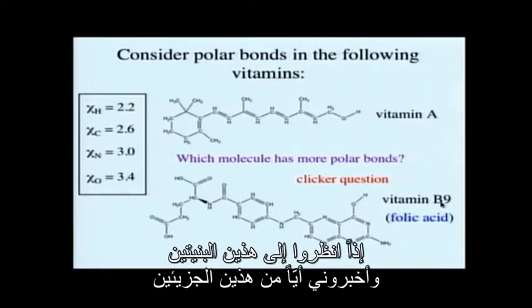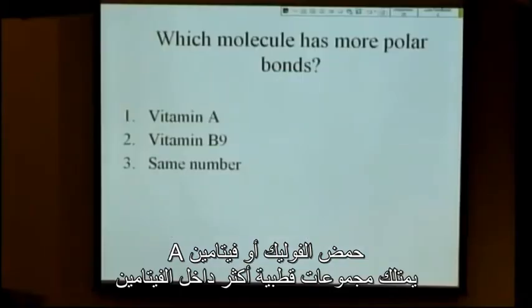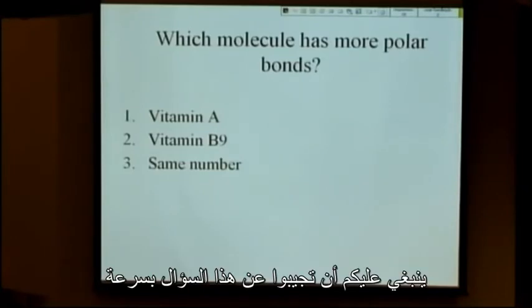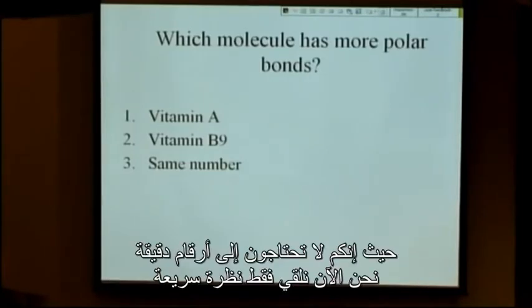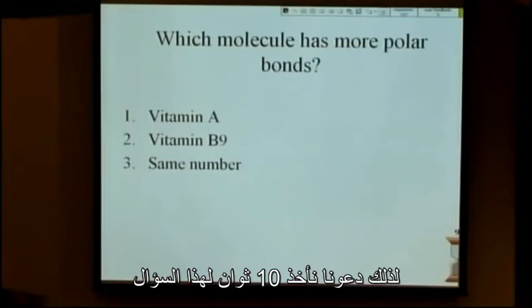So take a look at your two structures and tell me which has more polar groups within the vitamin, between folic acid and vitamin A. This should go pretty quickly since you don't need to have an exact number. We're just glancing and seeing which has more. So let's take 10 seconds on this.